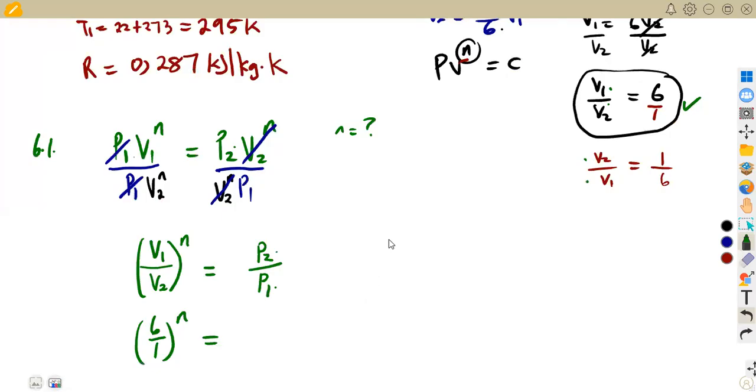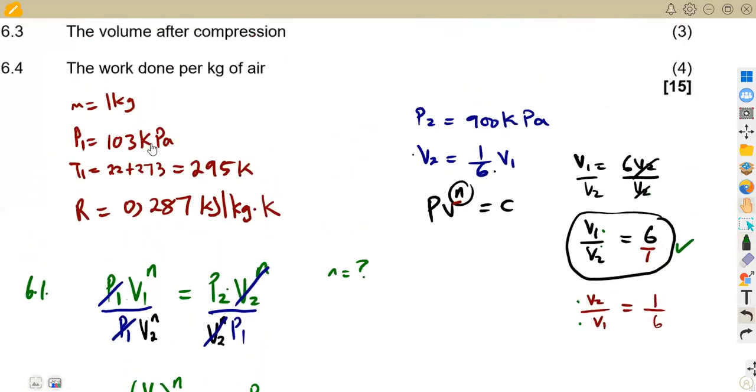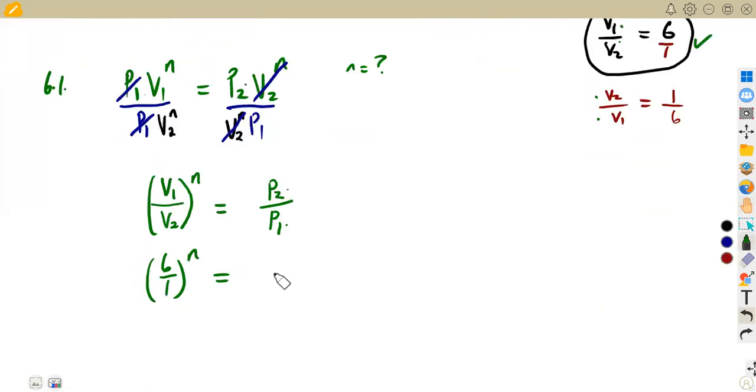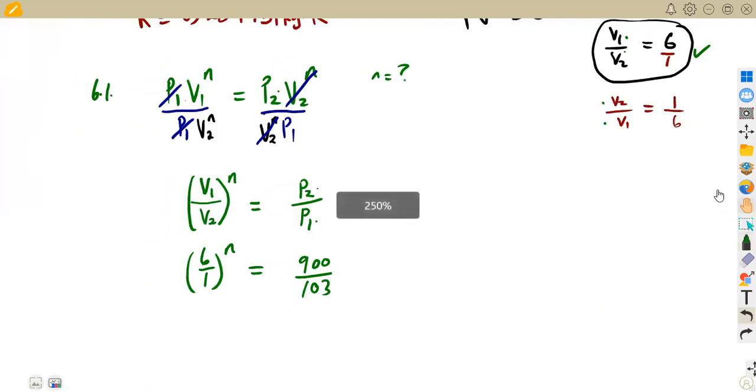So our P2, in this case, we are going to take the value that is corresponding to P2, which is 900, and P1, which is 103. So it's going to be 900 over 103. That's it. Just like that. We can play around. Remember, 6 over 1 is same as 6. So this is same as 6. So you are back to your mathematics.